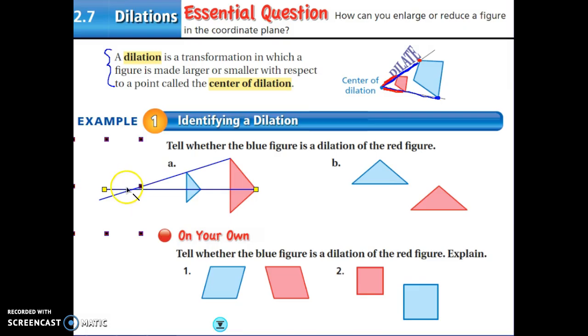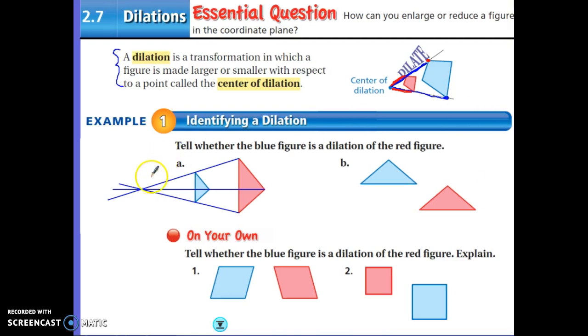So if my third line crosses through this same point that these two cross at, then that is my center of dilation, meaning that the blue figure is in fact a dilation of the red. Connecting these third vertices, that line does in fact go through the same point. So this point here would be our center of dilation, and our answer to this question is yes. The blue figure is a dilation of the red figure.